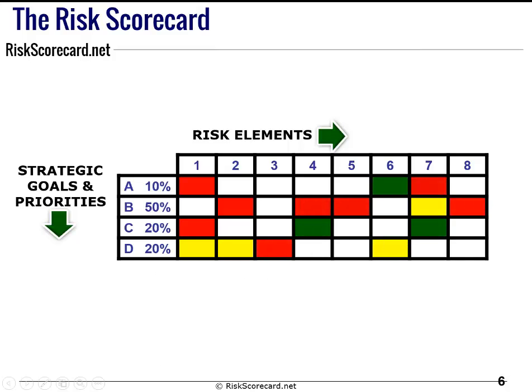As you build this out, you'll begin to see both the risk element view in light of strategy and the riskiness of your strategy. So in this example, we can see that strategic objective B is at risk because all the risk elements associated with it are significantly high.